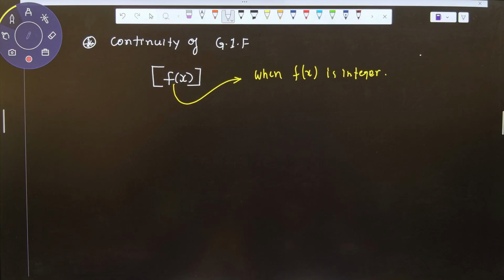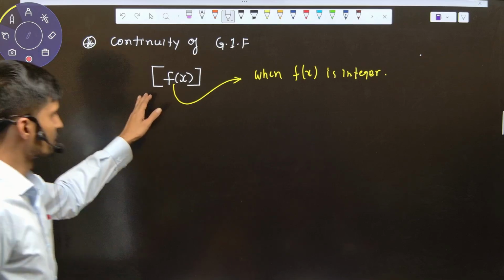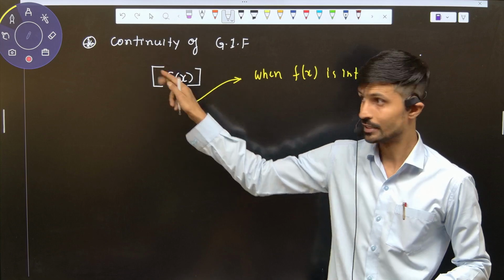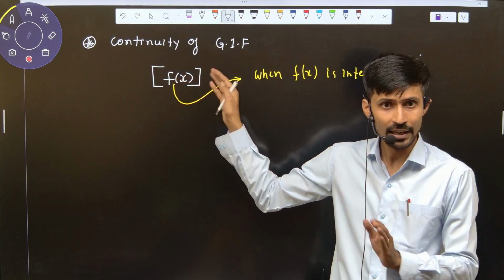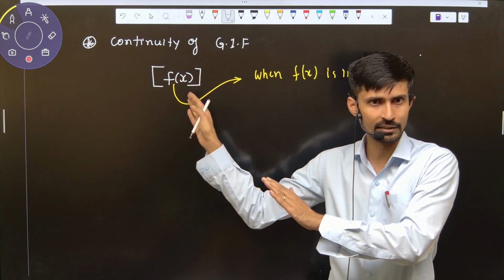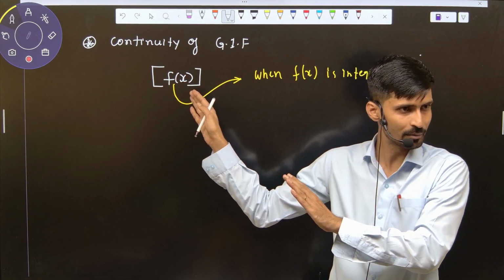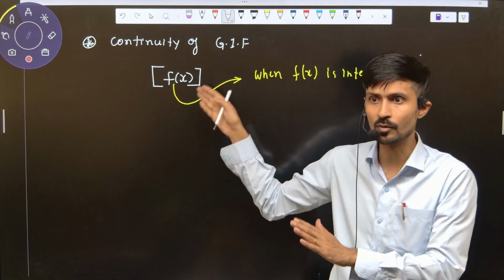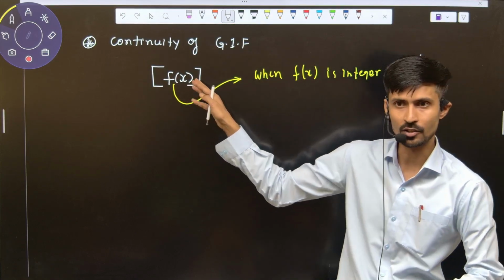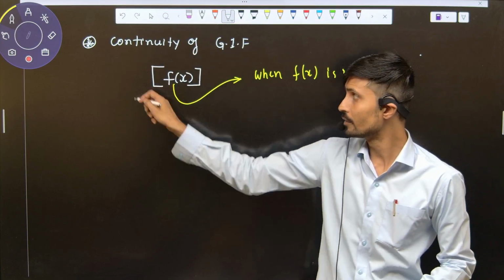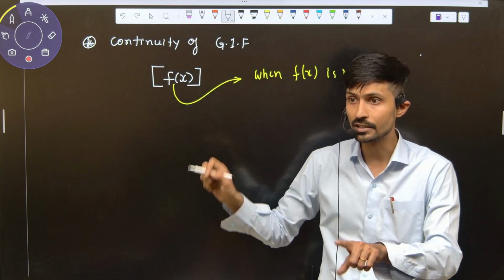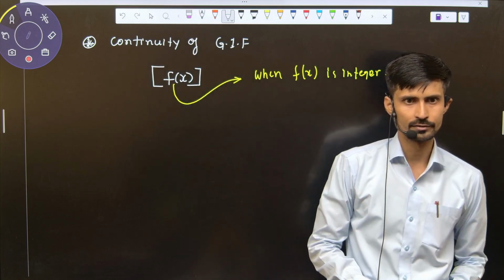Understood? So what I said, suppose this is a greatest integer function. This total is greatest integer function. This f(x) is not the greatest integer function. f(x) is something written inside that. It can be sin x, x square plus x plus 1, a lot of things we can write in place of f(x). And I ask you, tell me where this whole function is continuous and where it is not continuous.